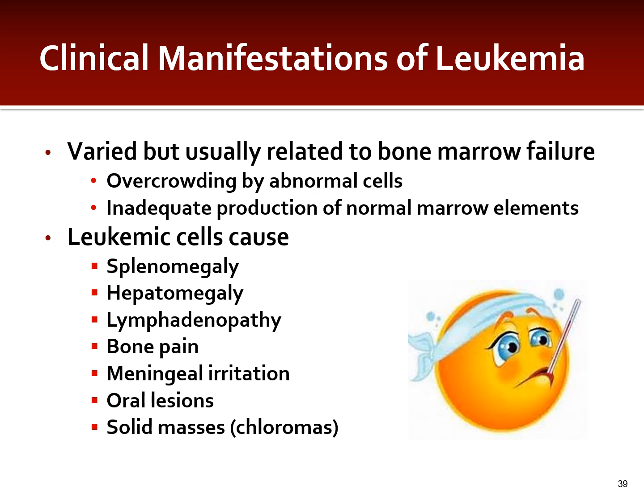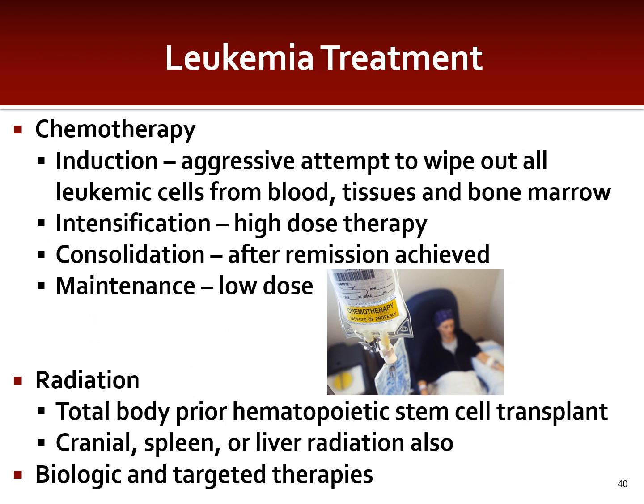I'm sorry. Some causes of leukemic cells could cause the spleen to get enlarged, the liver, the lymphatic system. These clients can have bone pain, meningeal irritation, oral lesions. They can have some solid mass also. Treatment: these clients may benefit from chemo, radiation.